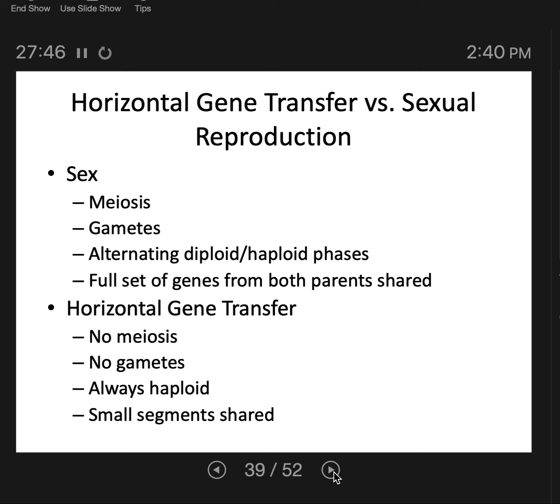So there's no cell division. There's no gametes. You don't have haploid diploid phases. I wrote always haploid here. They're not really considered haploid. They have 1 chromosome and that's it. They don't have 2 parents. They don't share 2 sets of chromosomes. You don't have 2 full sets of genetic information that are shared. There's just small segments that are shared.